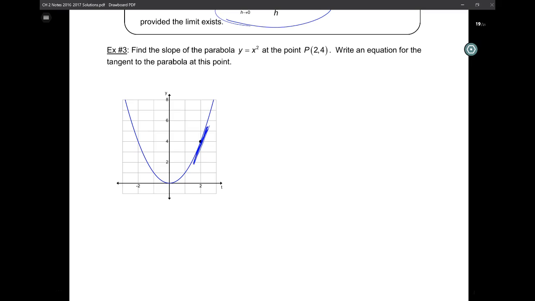Could you maybe approximate it? What do you think it might be? Slope 3? Rise over run. You think about 3? 2? Okay, let's check.